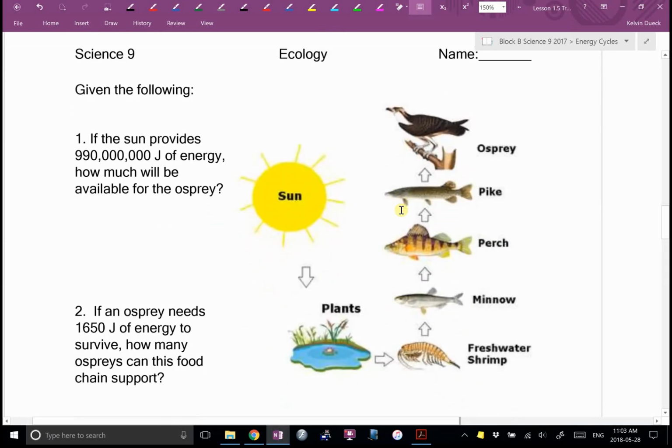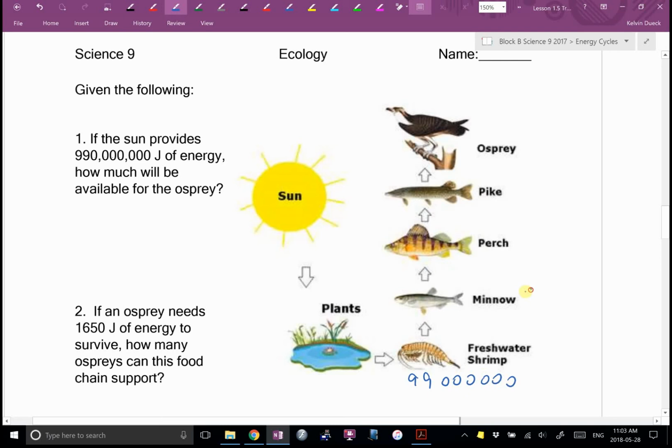Suppose the sun supplies that much energy, 990 million joules of energy. How much will be available for the osprey? So let's see. If we go right here, how much is available for the plants? Okay, so they're going to get all of it. How much are they going to pass on to the next level? How many zeros are there? 1, 2, 3, 4, 5, 6, 7 zeros. So the shrimp are going to get 9, 9 with 6 zeros.